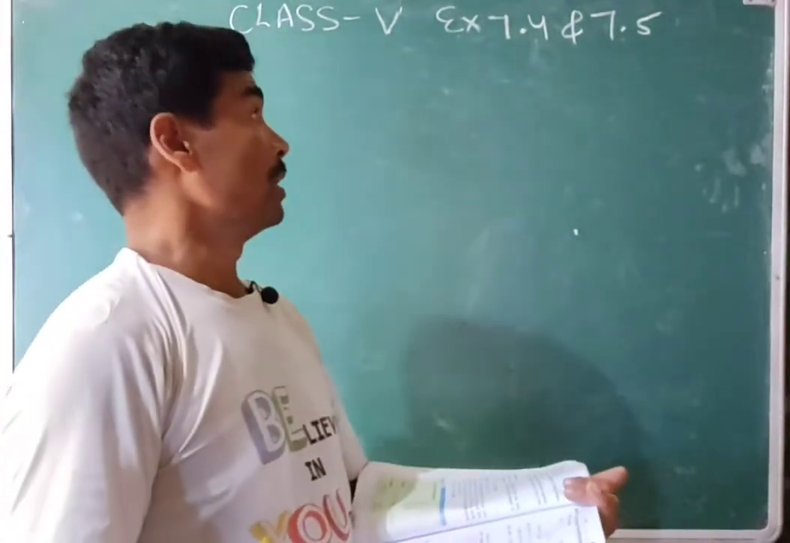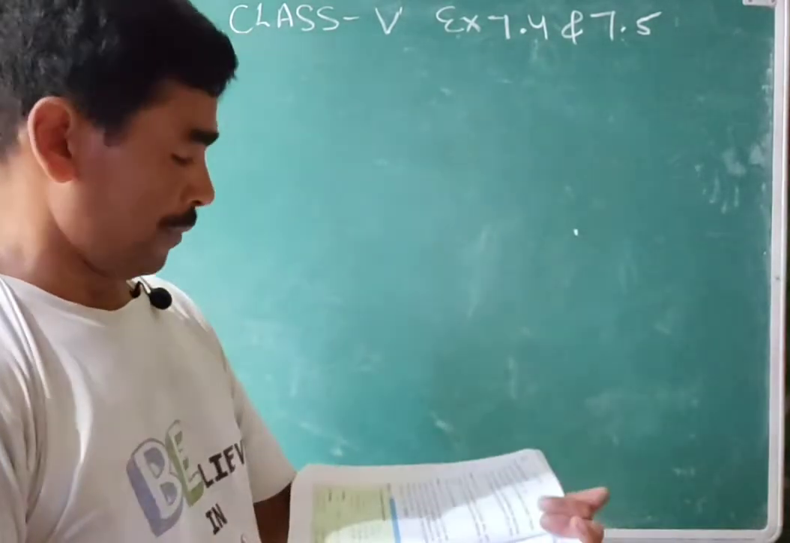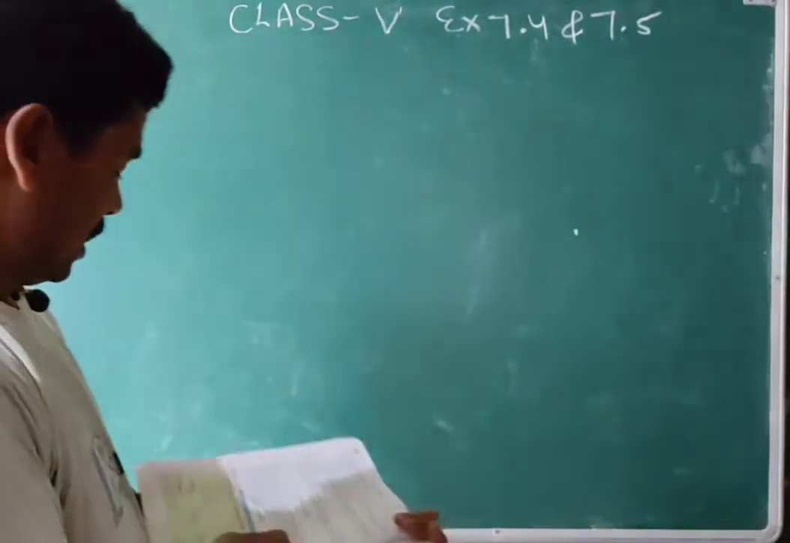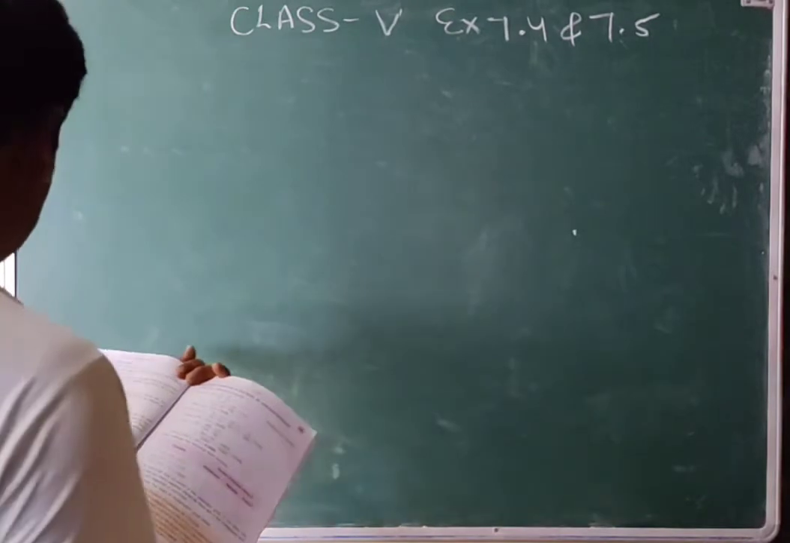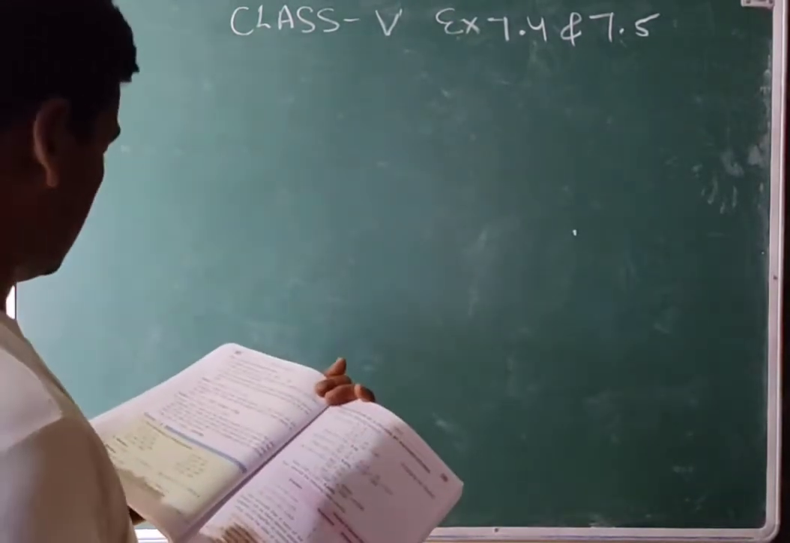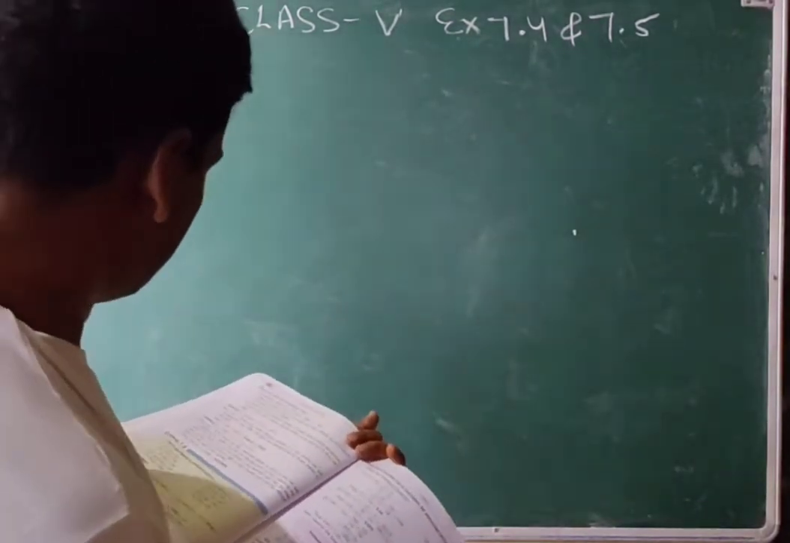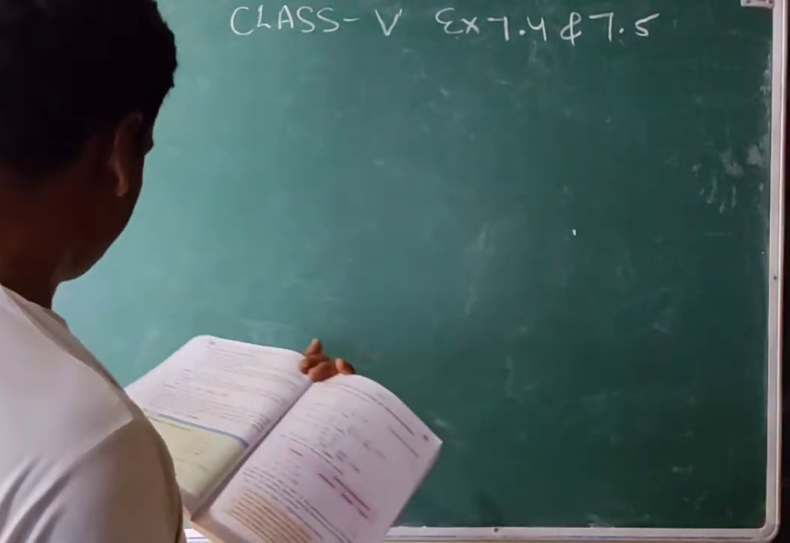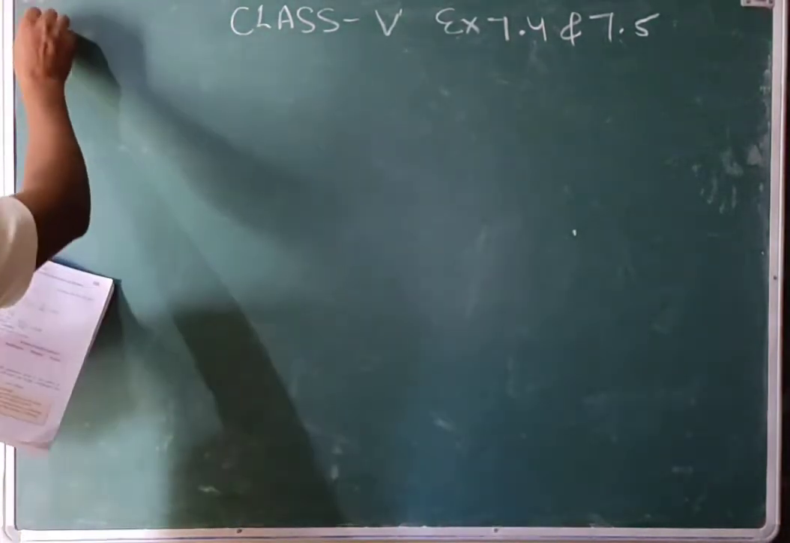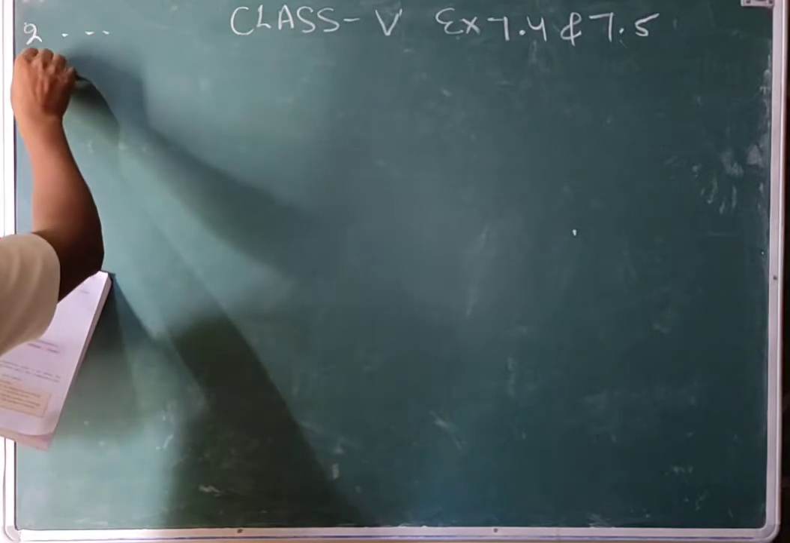In this video we will see 7.4 and 7.5, because both are the multiply exercise. First question is fill up. You can do it very easily, no problem will be there. Second question, see that multiply. That first part.